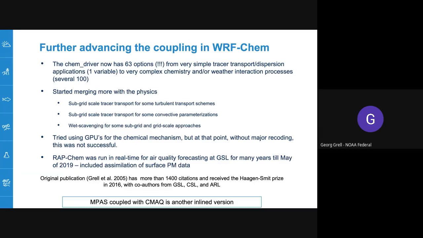Before implementing this into our current operational systems, WRF-Chem was advanced further. It now has 63 chemistry aerosol options with different complexity. Some aspects of the atmospheric composition suite were merged with physics. RAP-Chem was run in real time for air quality prediction till May of 2019. And it is now also used for RAP and HRRR smoke, which was mentioned before already. The original publication has more than 1,400 citations and also received the Haagen-Smit Prize in 2016. I should also mention MPAS coupled with CMAQ, and this is a completely inline version, so no coupling is used there.